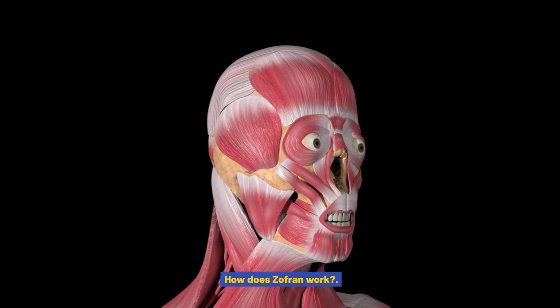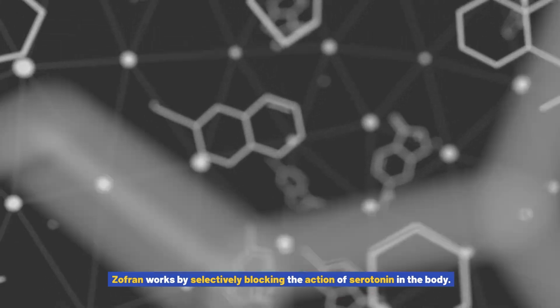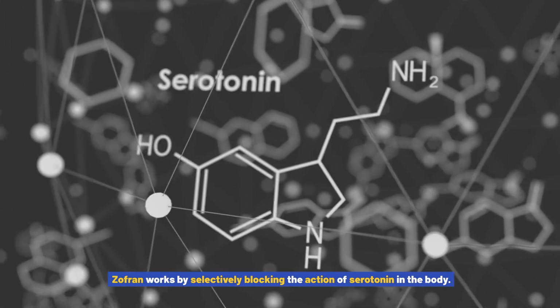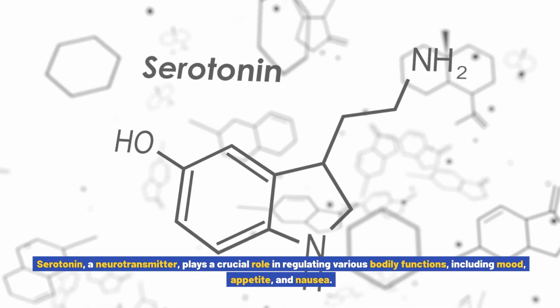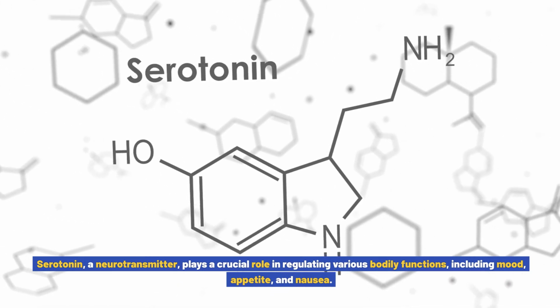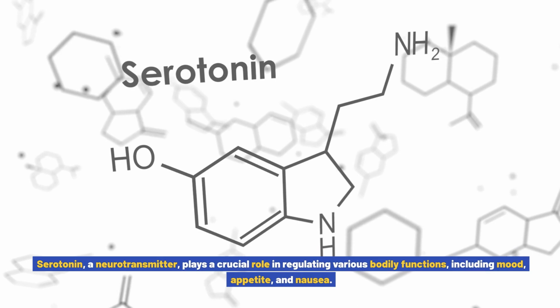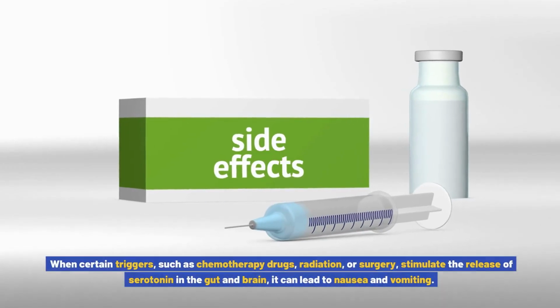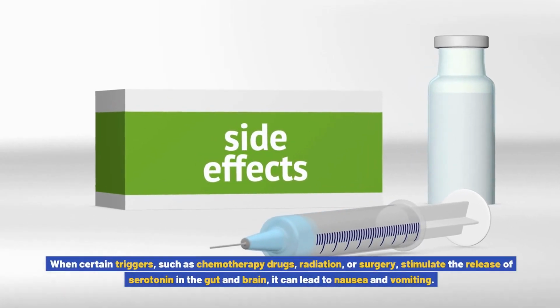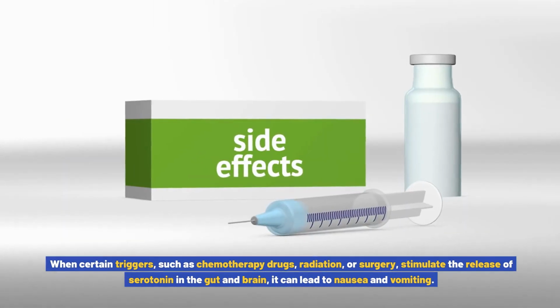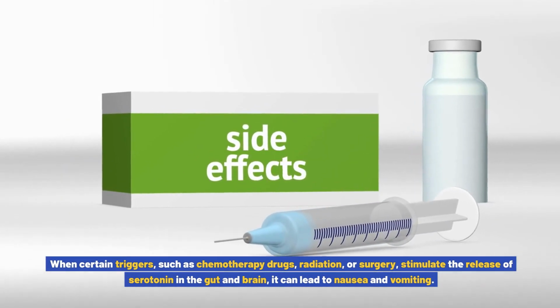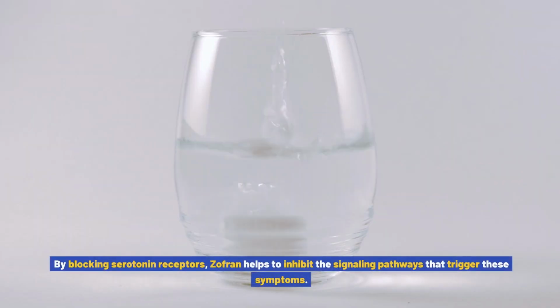How does Zofran work? Zofran works by selectively blocking the action of serotonin in the body. Serotonin, a neurotransmitter, plays a crucial role in regulating various bodily functions, including mood, appetite, and nausea. When certain triggers, such as chemotherapy drugs, radiation, or surgery, stimulate the release of serotonin in the gut and brain, it can lead to nausea and vomiting. By blocking serotonin receptors, Zofran helps to inhibit the signaling pathways that trigger these symptoms.